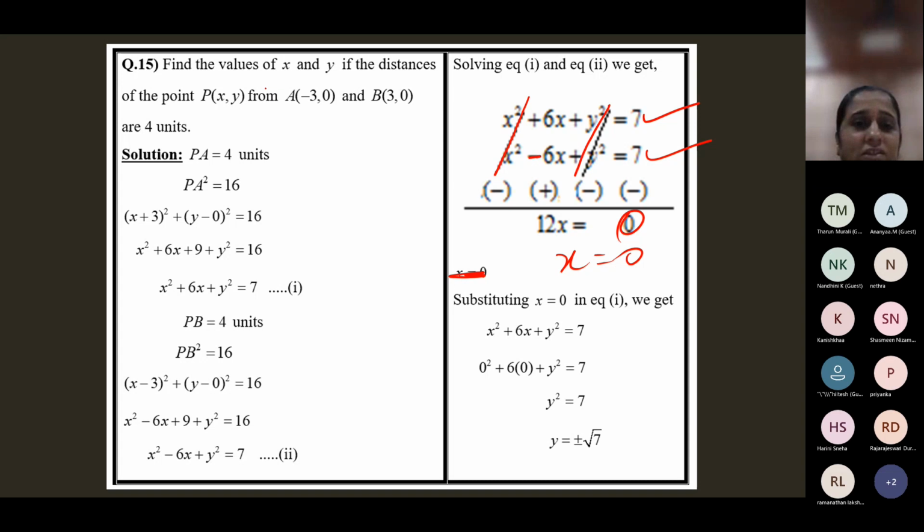Now we have to find the values of x and y. We found the value of x. So substitute x is equal to 0 in any one of the equations to find the value of y. And y is equal to plus or minus root 7. Please work, children.